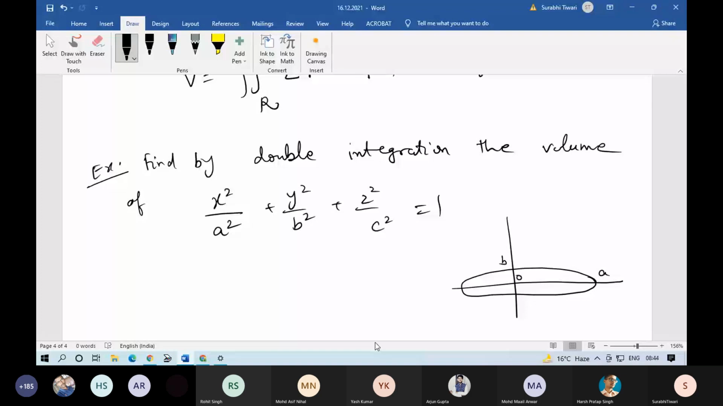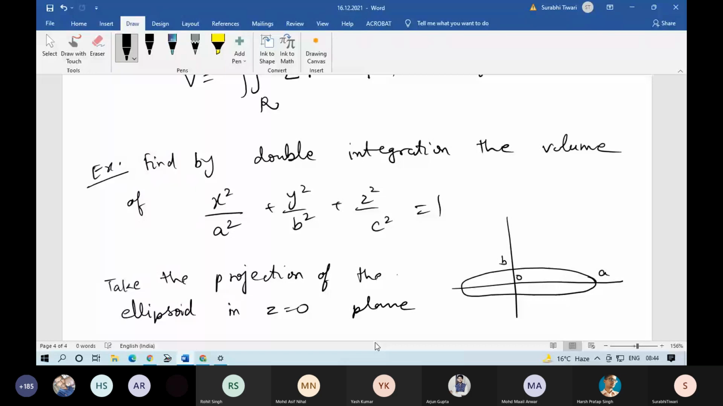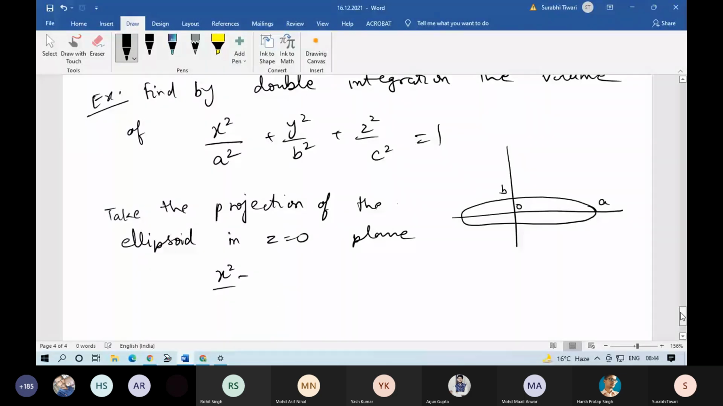So we have to calculate. Now you take the projection of the ellipsoid in the z is equal to 0 plane. So what did we get? x square upon a square plus y square upon b square is equal to 1. We got this ellipse.